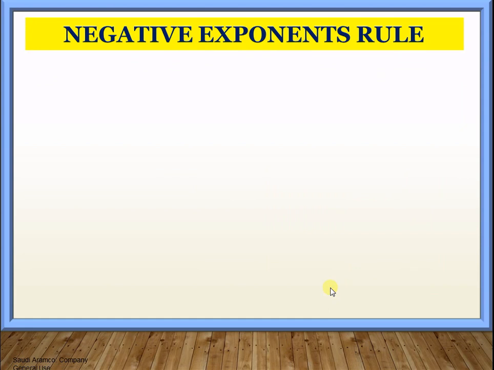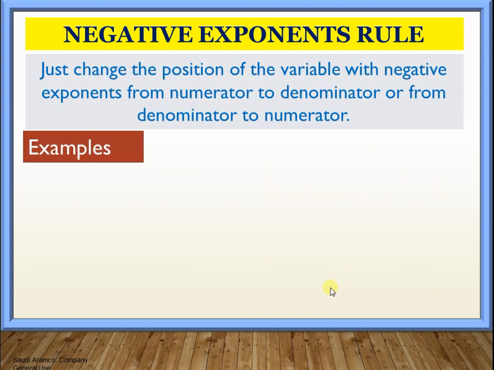Negative exponents rule. Just change the position of the variable with negative exponent from numerator to denominator or from denominator to numerator. x raised to negative 2. Remember, if an expression has no denominator, it means it is divided by 1. So what we're going to do is just to interchange them. So by putting the x raised to negative 2 at the denominator, and the sign will be changed. So it will look like this.